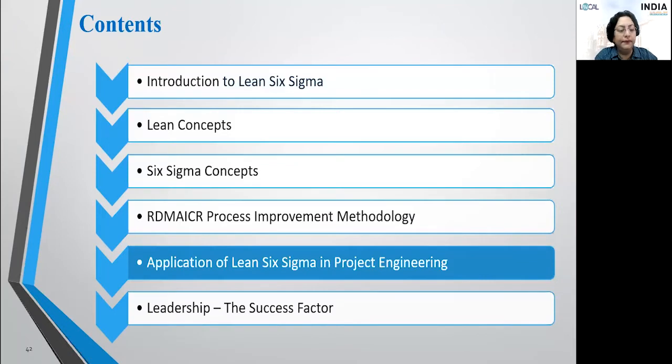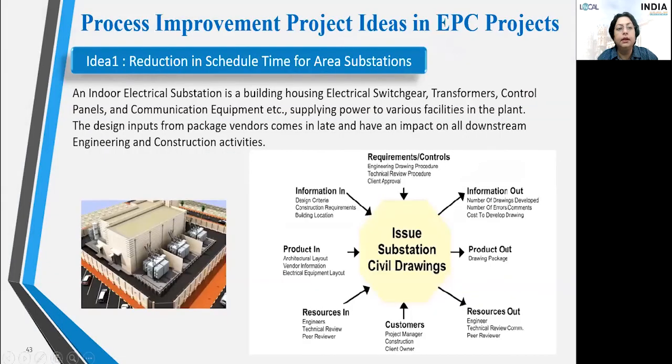Till now, we have discussed the concepts of Lean, Six Sigma, and RDMAICR process improvement methodologies. Now we are going to discuss the application of Lean Six Sigma in project engineering. Let's see the application of Lean Six Sigma in projects. So we will start with the process improvement project ideas in EPC projects. The first idea that we are going to discuss is the reduction in schedule time for area substations.